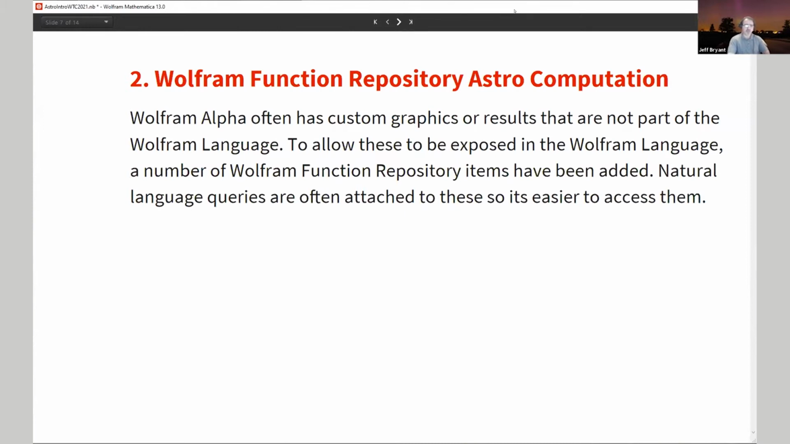And the way that we do that, if we don't already have a built-in function that does what we do on Alpha, we can write these Wolfram Function Repository items to essentially expose usually the same, sometimes an improved version of what you see on the Alpha website. So what I've worked on in the last few months has been to try to create as many of these as possible to expose the astronomy functionality that we have there.